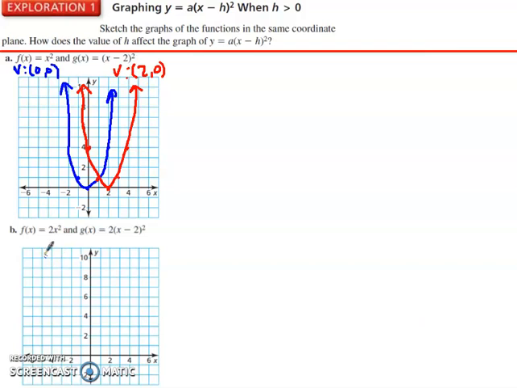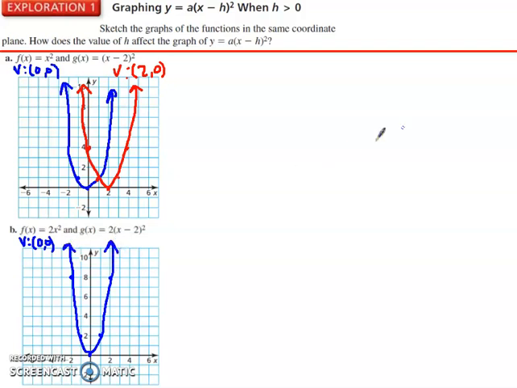In B, my vertex is still going to be at 0, 0 for f of x. But now we are multiplying all of those up values by 2, so left 1 up 2, left 2 up 8, right 1 up 2, right 2 up 8, and here's my graph of f of x.